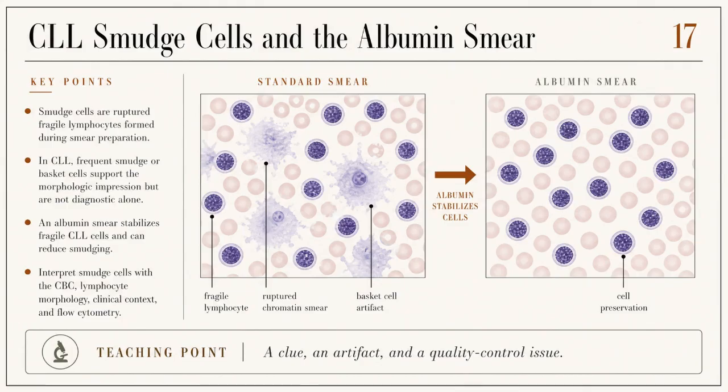In summary, recognizing smudge cells and employing the albumin smear technique exemplify how histotechnologists contribute to the diagnostic process in hematopathology. By reducing artifact and enhancing morphological clarity, these practices improve diagnostic confidence and facilitate comprehensive evaluation of CLL. As we move forward, we will build on this foundation by examining bone marrow involvement in CLL and the integration of morphology with immunophenotypic and molecular data to achieve a definitive diagnosis.